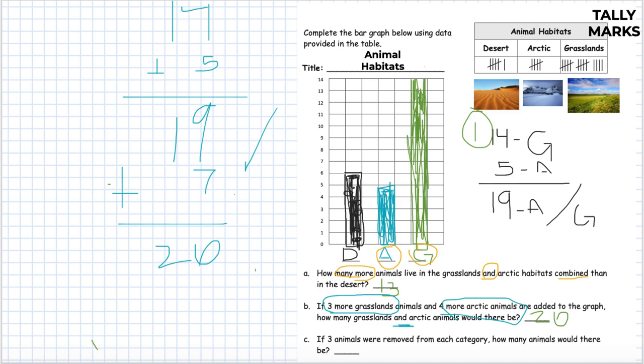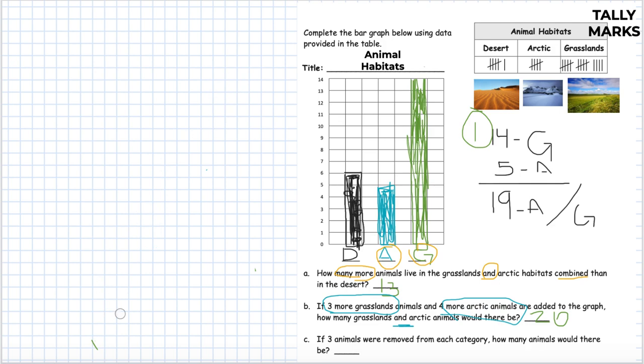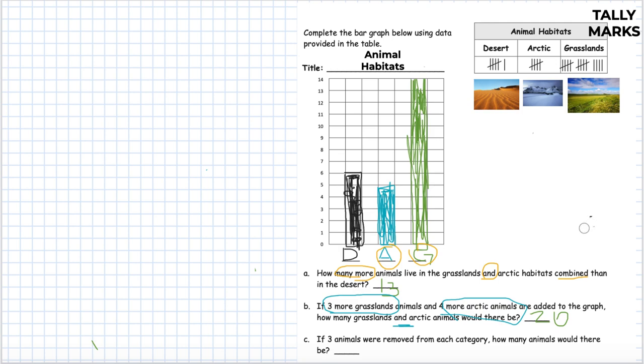All right, let's take a look at the very last question. So it says, if 3 animals were removed, so what does remove mean to you if we're using the word removed? If you said take away, you are correct. When we remove something, we take it away. So if 3 animals are removed from each category, so we have 3 categories. We have desert, Arctic, and grasslands. How many would there be?